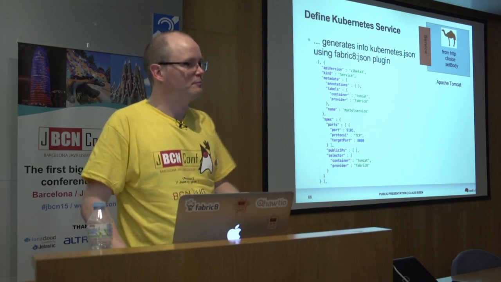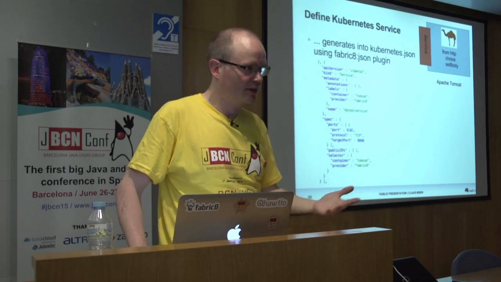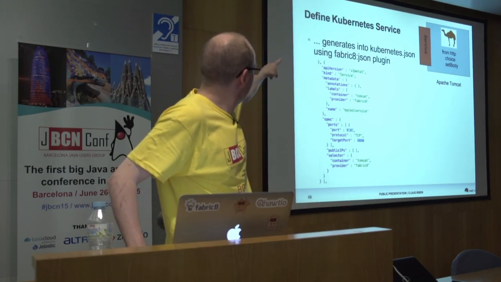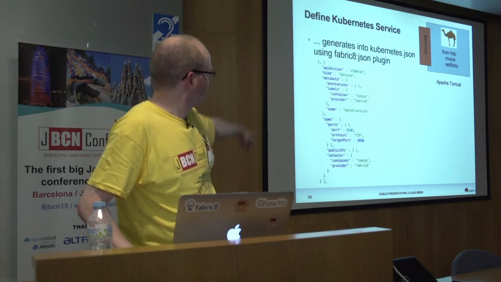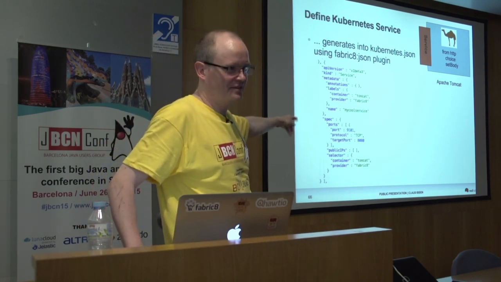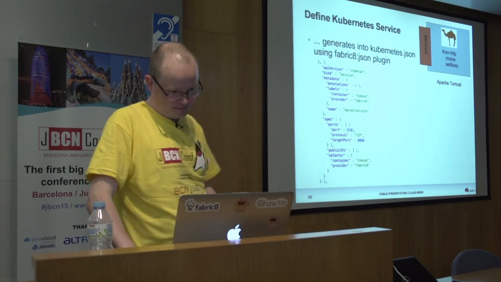Then the Fabric8 Maven plugin has a goal that can spit out the needed metadata that Kubernetes uses as a JSON file or a YAML file. But it generates a JSON file. So if you don't use these three lines, it generates that one. But you are free to, of course, write this by hand if you want. So this is the service. This is what Kubernetes understands.